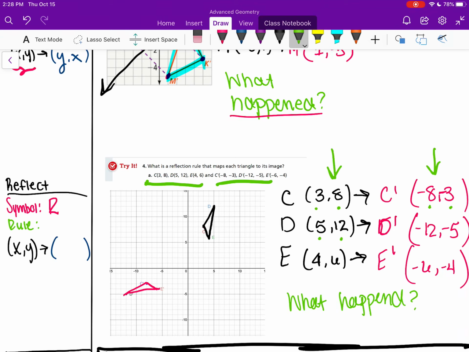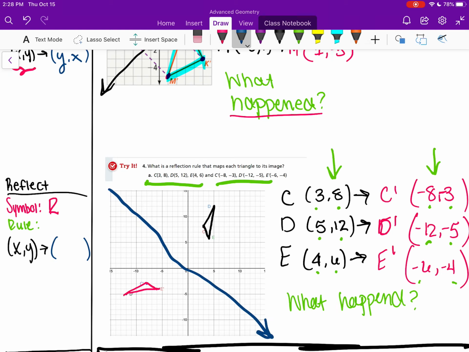X was 5, y was 12. And then it became -12, -5. You guys noticing what's happening? X was 4, y was 6. Now it's -6, -4. What happened? We switched the x and y's and we made them negative. And that's if you reflect across the line y equals -x.